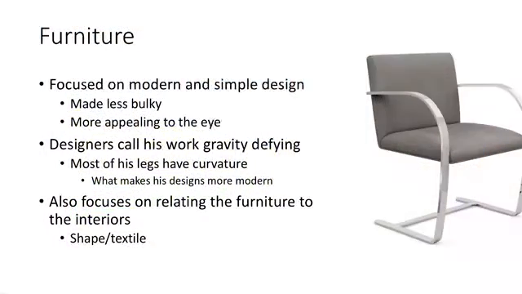And then lastly, I wanted to talk about Mies' furniture. Not only his architecture, but I wanted to talk about his furniture and how it shows some glances of modernism. He focused more on simple design for his chairs. He wanted to make them less bulky. He wanted to have them more appealing to the eye. So his designers call his work gravity defying.